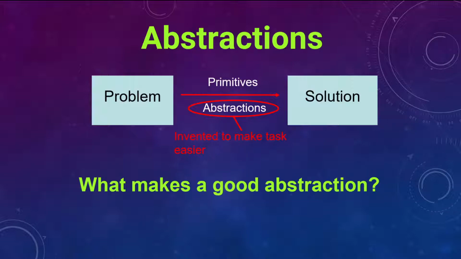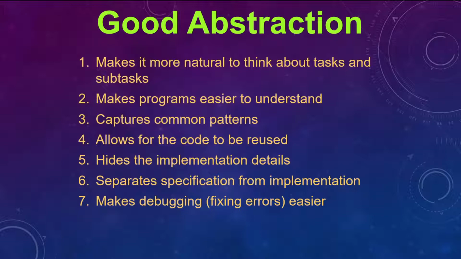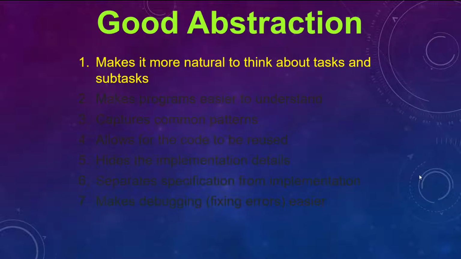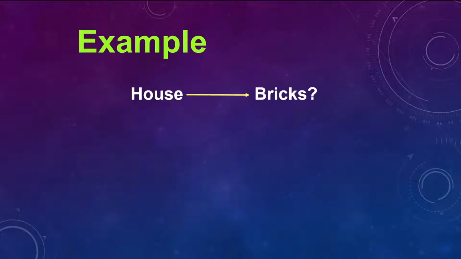So what makes a good abstraction? These are some of the points that are required for a good abstraction. There are 7 points that we have highlighted, and we'll go through them one by one right now. First one: good abstraction makes it more natural to think about tasks and subtasks. What do we mean by this? Let's look at the next one.